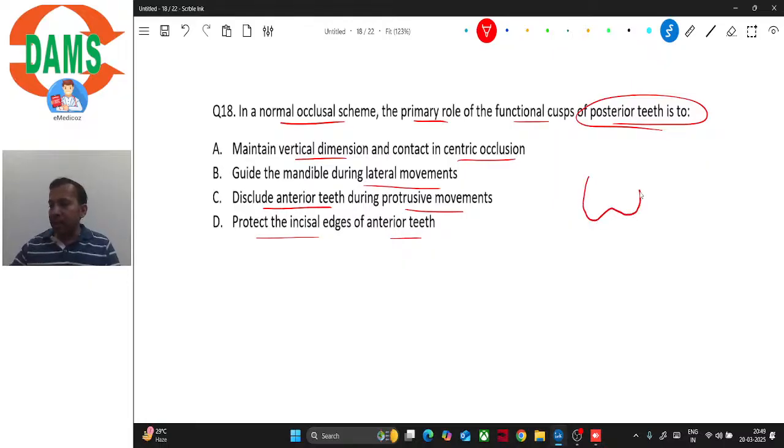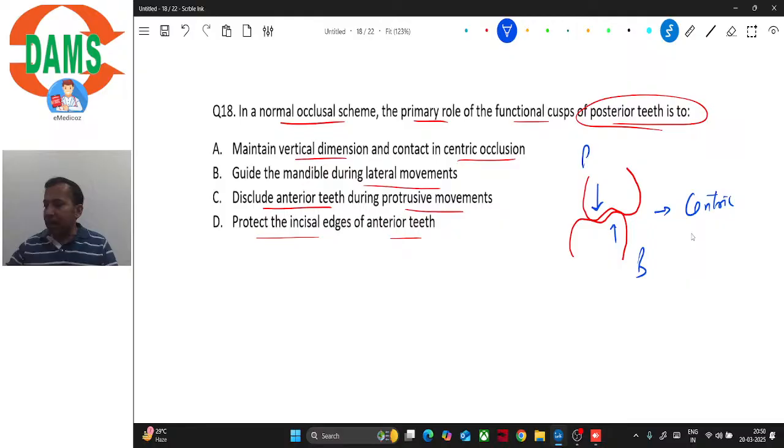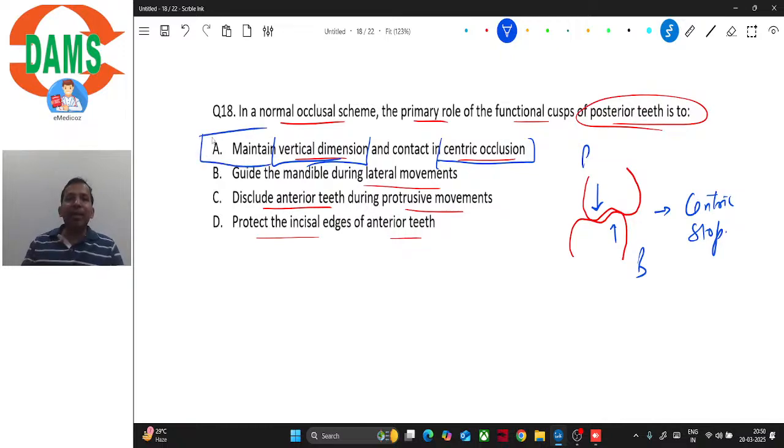Let's say this is the maxillary molar and this is the mandibular molar, isn't it? And these are the functional cusps. So what do you think is the role of functional cusp? Upper palatal and lower buccal, they form the centric stop, and that is why they are also called the holding cusps. So what they do is they maintain the vertical dimension and they contact in the centric occlusion. So option A is the correct answer.